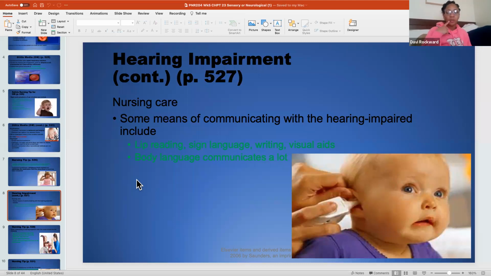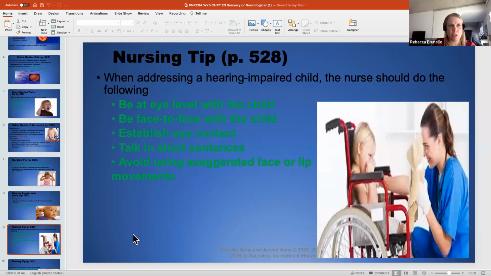Let them watch your mouth. Give them a calm talking voice. Yeah, very good. So this is the picture here of some things that you want to do. You want to make sure that you're eye level, face to face with the kid, and you don't want to talk in really long sentences, just nice short sentences.